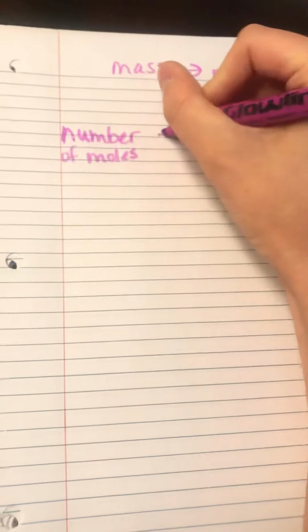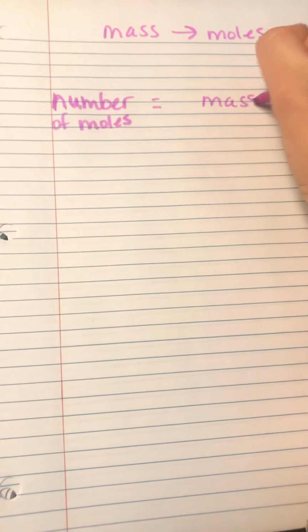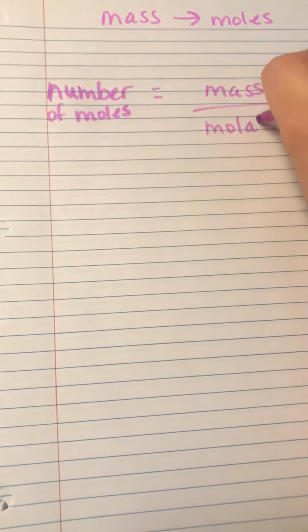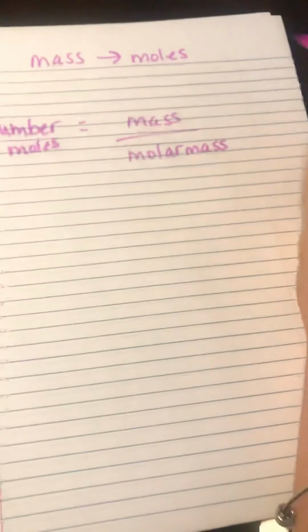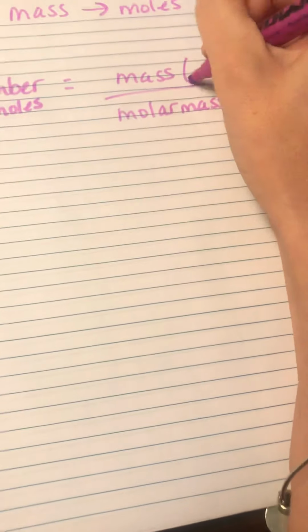So the first thing we need to know is the relationship between mass and moles, because just like in the other video where I talked about atoms and molecules to moles and vice versa, we have to know the relationship between the two things that we are converting from and going to. So the formula that I use is number of moles is equal to the mass over the molar mass. Now mass has to be in grams.